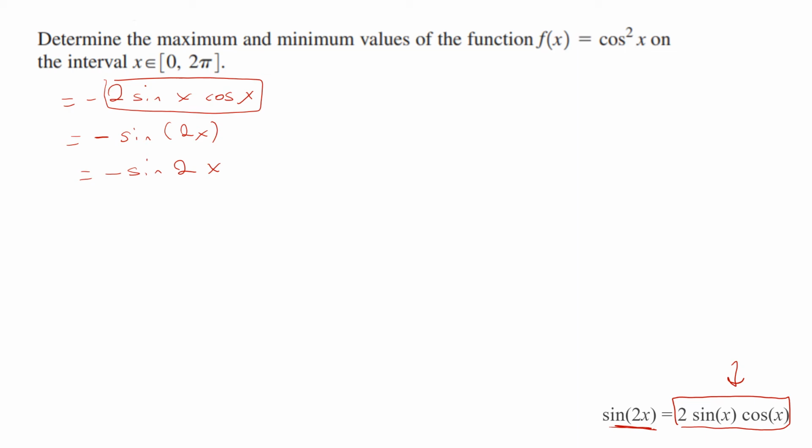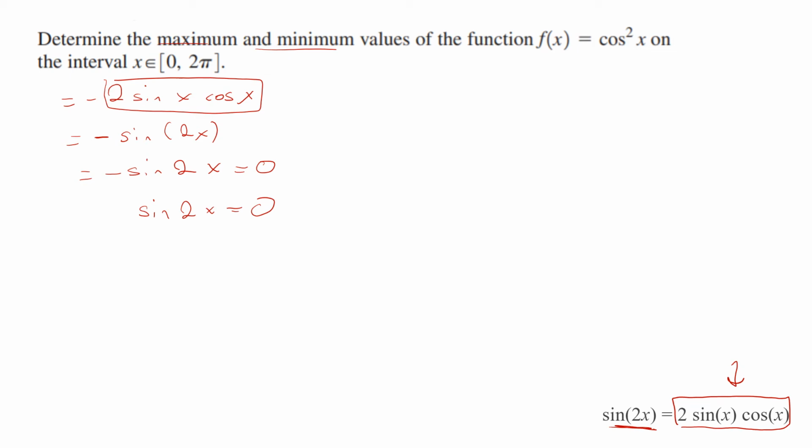So now that I have my derivative, I can actually set this equal to 0 in order to find what my maximum and minimum values are. So I'm just going to divide each side by the negative to get rid of that negative. So I end up with sin 2x equaling 0. So now from here, I can actually find out what my maximums or minimums are.